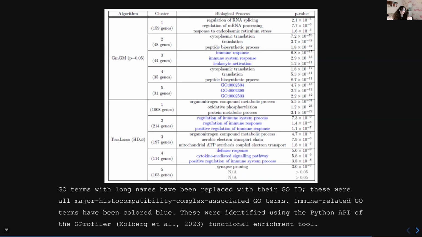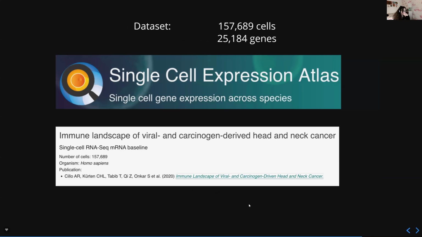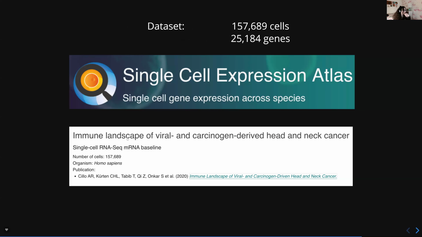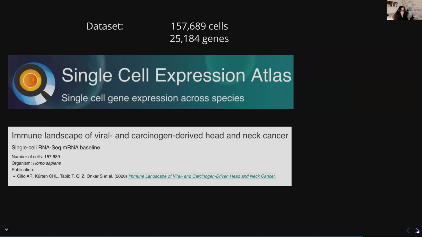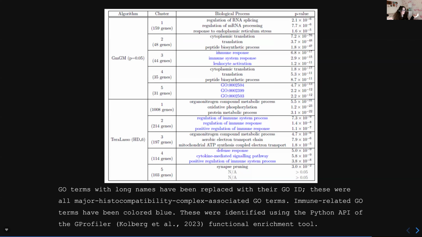So what I meant by similarities is that this particular data set is related to the immune response, let's say, and those terms made sense for GmGM or for Terra Lasso. They were related to immune responses. So they all made sense, in our answer and in their answer.